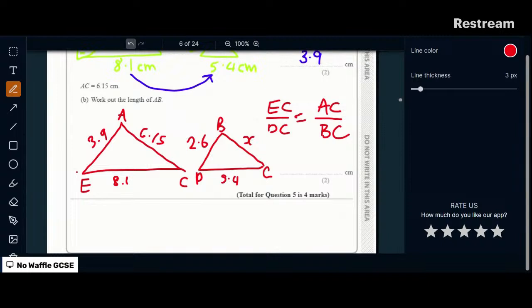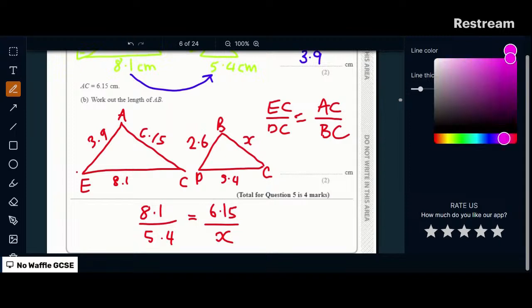So what you then do is you substitute in the values that we have. So EC, as we worked out, was 8.1, and then DC is 5.4. And we know that that ratio is equal to AC, which is 6.15, over BC, which we know as x. You can then cross multiply. So do x times 8.1 equals 6.15 times 5.4, and therefore 8.1x is equal to 32.94.